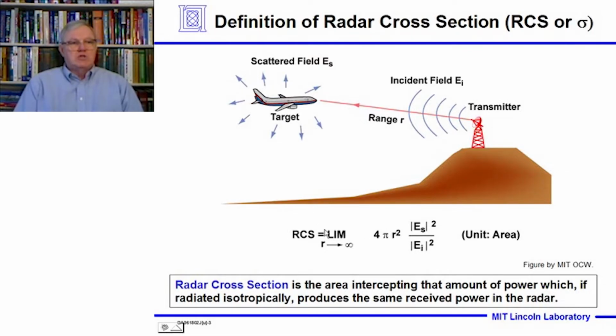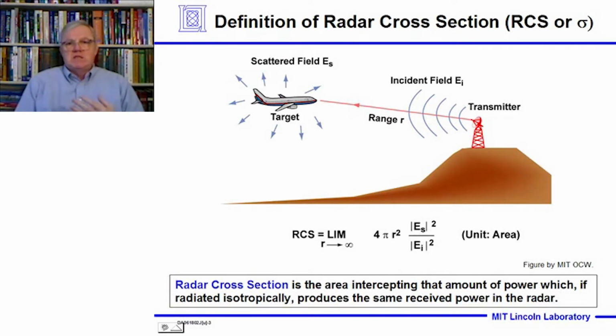I'll go over this equation in a minute, but the radar cross-section is the area intercepting that amount of power which, if radiated in all directions uniformly, which is what isotropically means, produces the same power received at the radar. So in other words, it's the area intercepting that power that came out to the target, which, if that power were radiated back isotropically, would produce the same power at the radar as the actual target does.